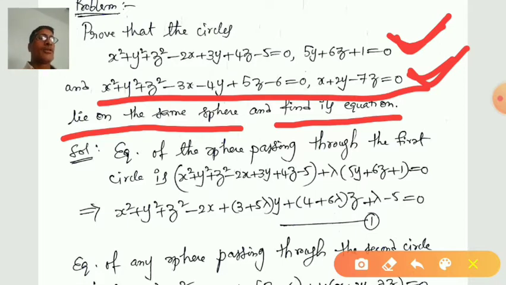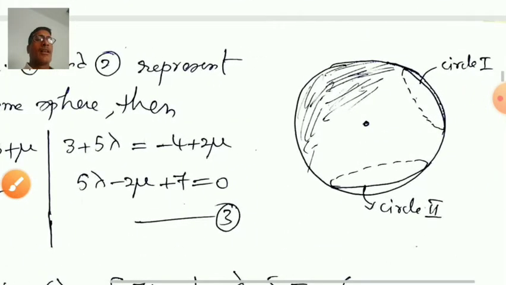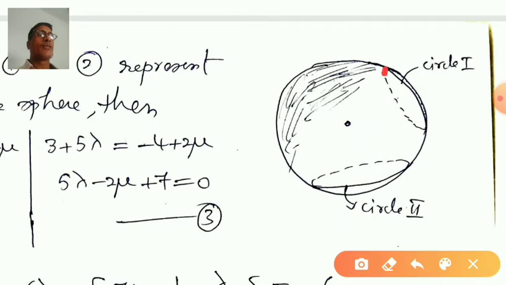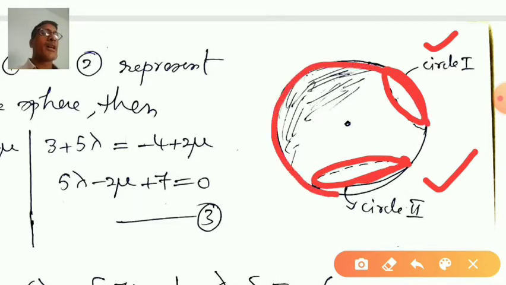So I will show in the diagram so that you can easily understand. Here this is circle 1 given like this, and this is circle 2. You are given two circles. So what we have to prove is that there is a sphere passing through these two circles. That means we have to find that these two circles have a sphere in common, and also find the equation of the sphere.